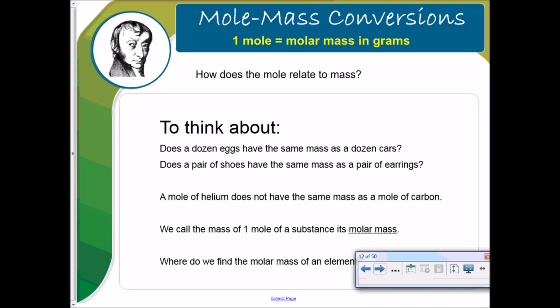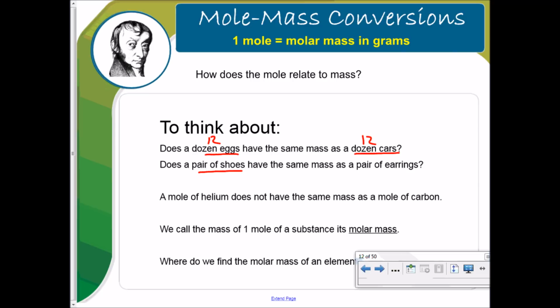1 mole is also equal to the molar mass in grams. So how does the mole relate to mass? So just think about this. Does a dozen eggs have the same mass as a dozen cars? So does 12 eggs have the same mass as 12 cars? We know it does not. We know the cars have more mass.